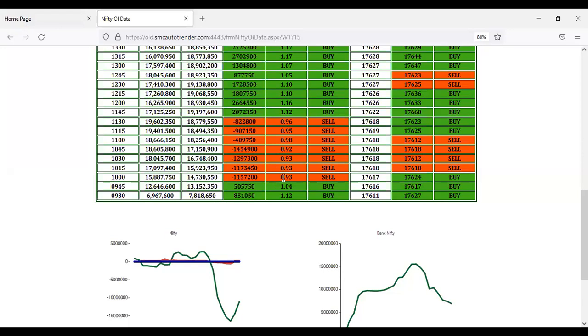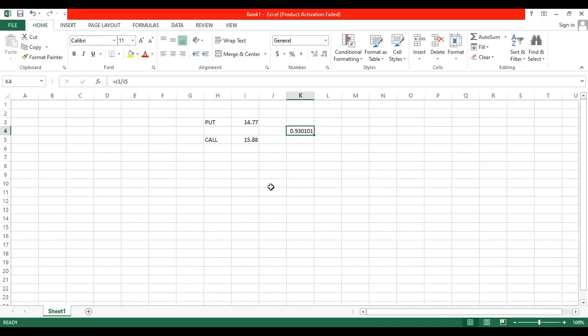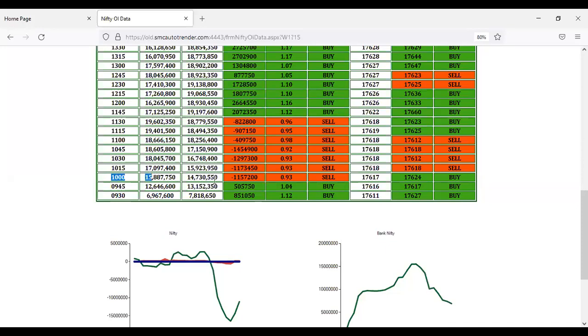Now after PCR, we'll discuss what is difference data. Difference data is nothing but put minus call. In case of PCR, it is put divided by call. In case of difference, it is always put minus call, which will give you 1.1 in our current case at 10 o'clock. If you look at, it is 1.1, which is 11,57,200. It will be positive if the market is positive. It will be negative if the market turns negative.